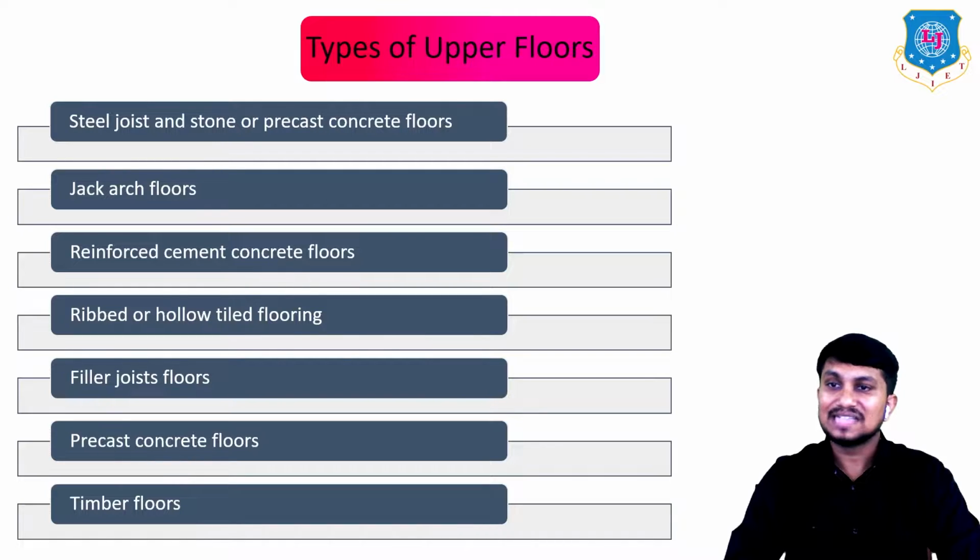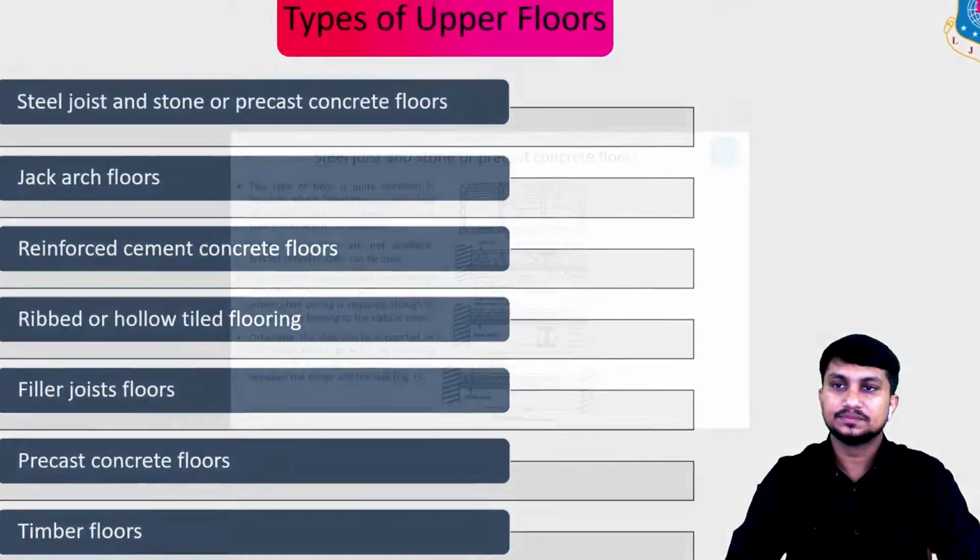There are a total of 7 types of upper floors available. First is steel joist and stone or precast concrete floors. Second is jack arch floors. Third is reinforced cement concrete floors. Fourth is ribbed or hollow tile flooring. Fifth is filler joist floors. Sixth is precast concrete floors. And the seventh is timber floors. Let's see all types of upper floors one by one.